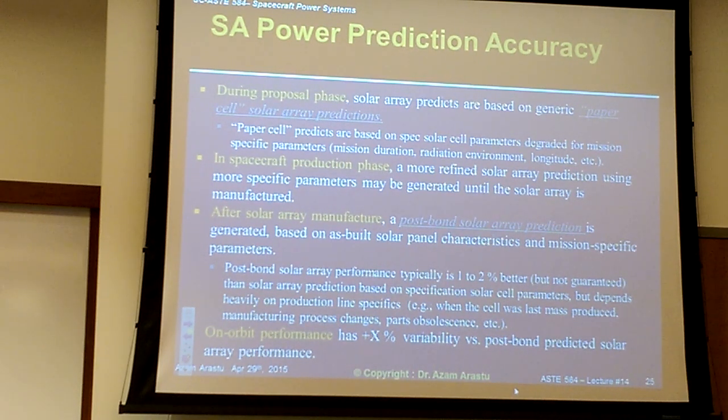That gives me a condition where I can say, okay, now I've built it, I'm ready to ship it to the spacecraft manufacturer. Now I have a very good model and I know exactly how much it's going to produce because I have an IV curve. So this is what the post-bond predict number is. It shows that this is where I'm starting off.